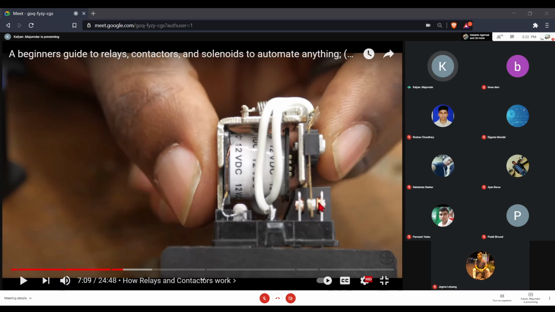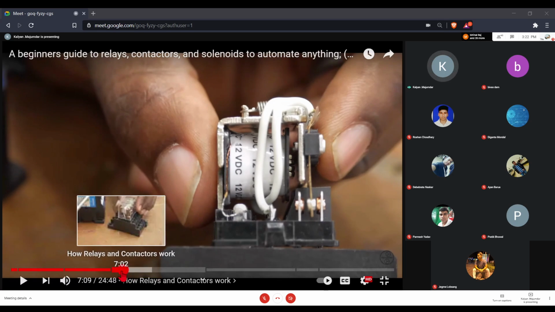So this circuit is closed, this is the NC contact, this is a common contact, and this circuit is broken. When you apply power to this electromagnet, this movable contact is attracted, it moves inwards. So this movable contact comes in contact with this normally open terminal. So this circuit closes and this circuit breaks. That is what is being shown here. I'll just play it again.